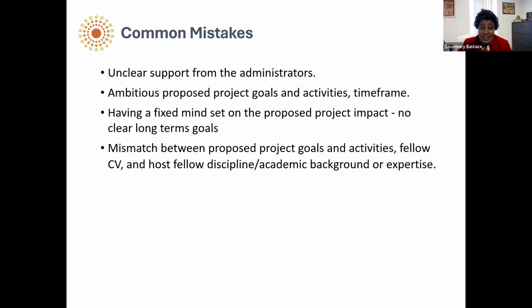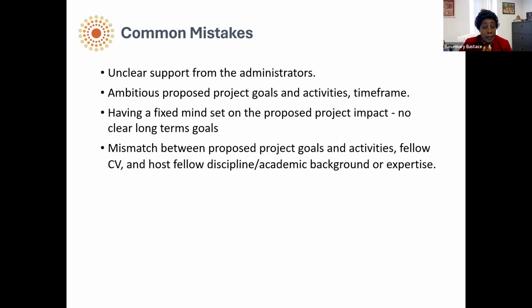A growth mindset. Avoid a fixed mindset. And what do I mean by that? If you're just having short-term goals and not thinking about the future, it makes the reviewers wonder about sustainability. And that's so important.